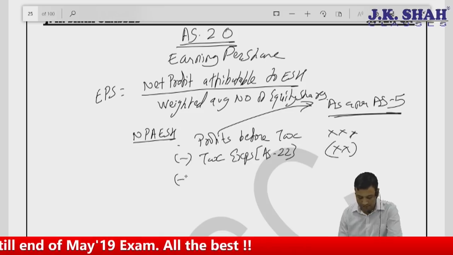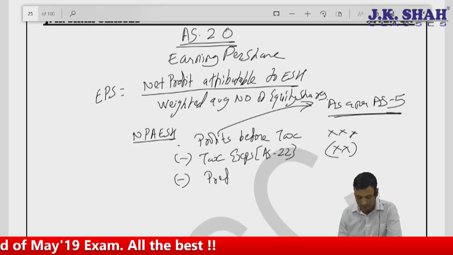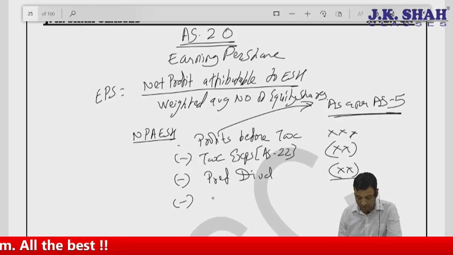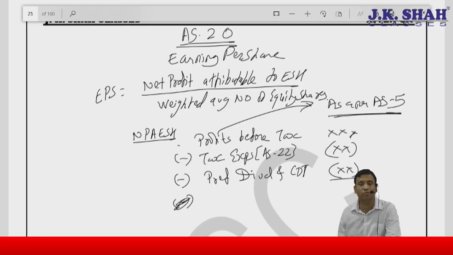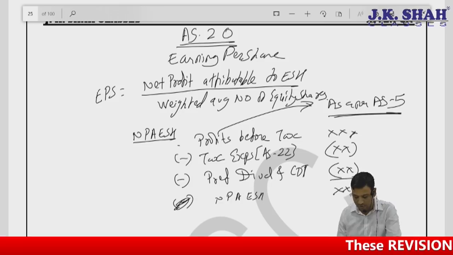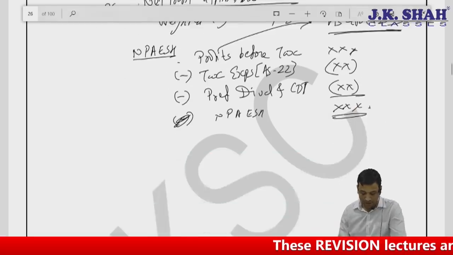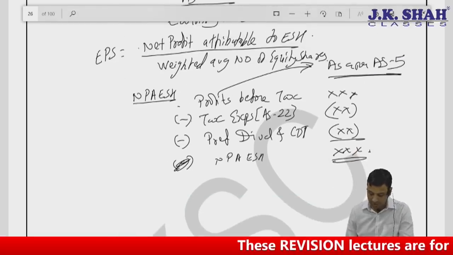Then we deduct preference dividend. We deduct corporate dividend tax, that is tax on preference dividend, dividend distribution tax. So what we get is net profit available for equity shareholders. This is the amount of numerator. So numerator is here. Denominator means what? Weighted average number of equity shares.